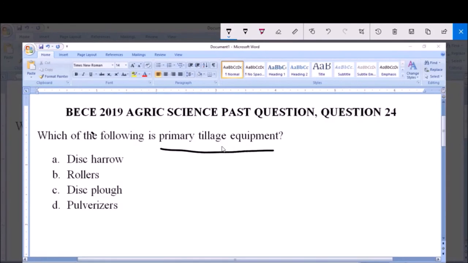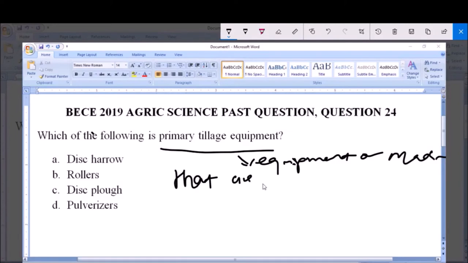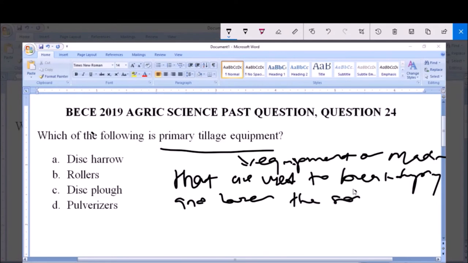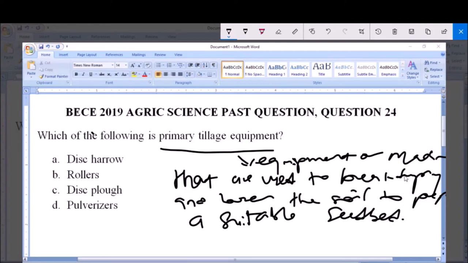primary tillage equipment are. These primary tillage equipment are equipment or machines that are used to break deeply and loosen the soil to prepare it for a suitable seed bed. They are equipment or machines that are used to break deeply and loosen the soil to prepare it as a suitable seed bed.